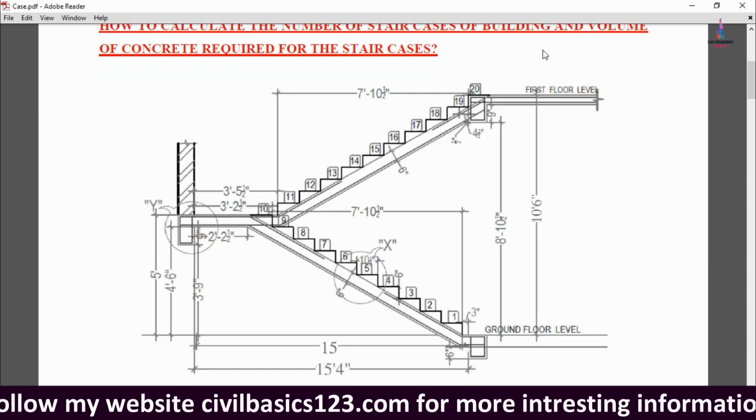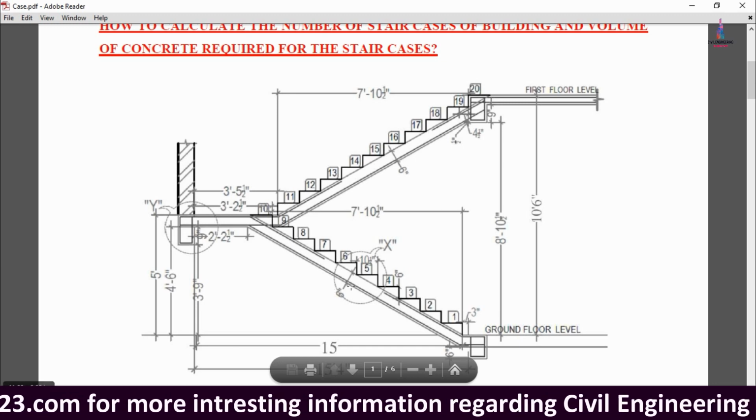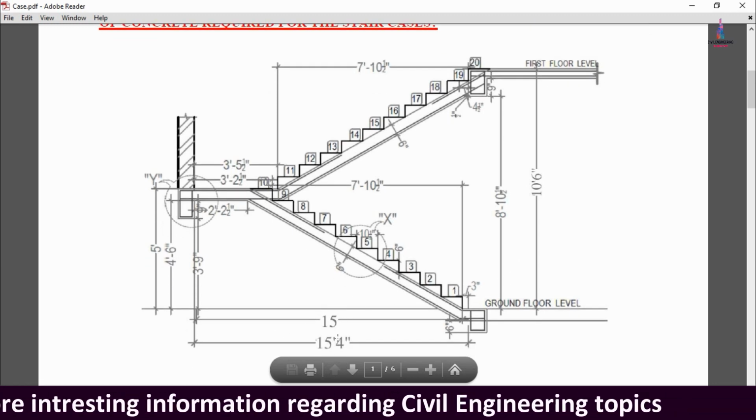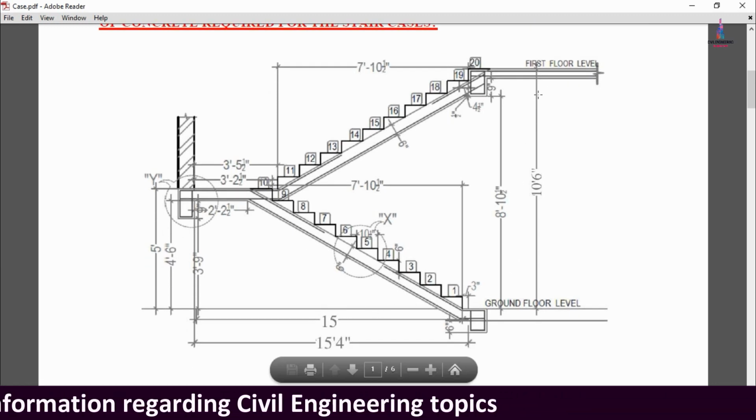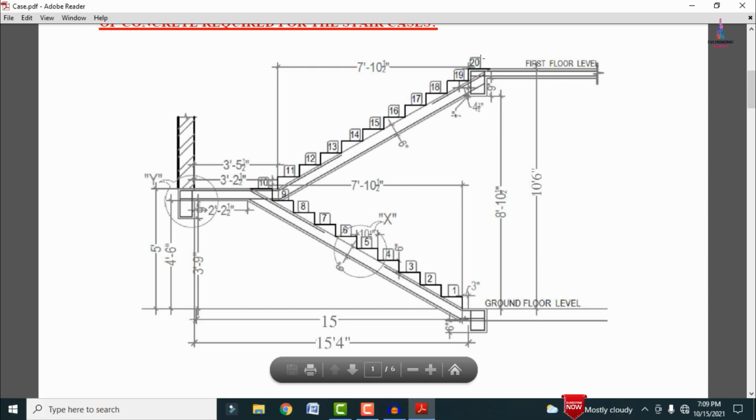This is a general diagram of my staircase. The horizontal dimension is approximately 15 feet 4 inches. The vertical dimension, which is the height of the staircase, is approximately 10 feet 6 inches. This is a general staircase consisting of 20 treads.